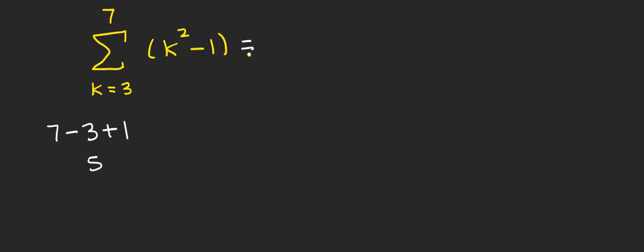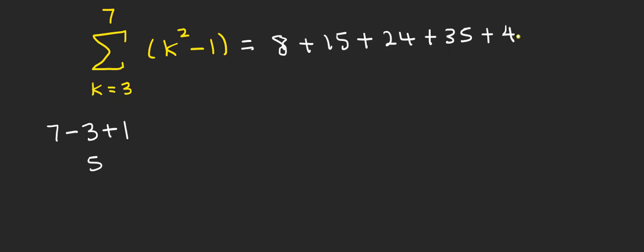So what will be the first term? You're starting from 3. So 3 squared is going to be 9. 9 minus 1 is 8. Plus, the number after 3 is 4. 4 squared is 16. 16 minus 1 is 15. Plus, 5 squared, 25, minus 1, 24. 6 squared is 36, minus 1, 35. And finally, we're going up to 7. 7 squared is going to be 49. 49 minus 1 is 48. So we do have 5 terms.